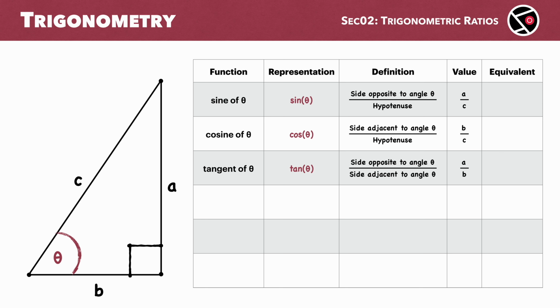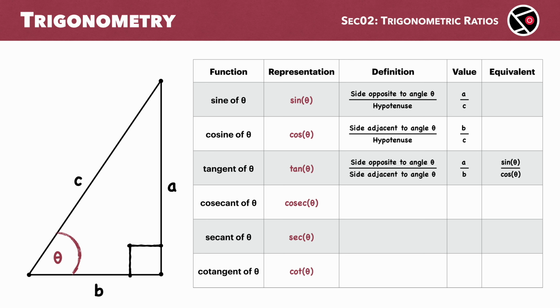You can also express tan theta in terms of sine and cosine. It's simply the ratio of sin theta to cosine theta. Don't worry, I'll cover the proof later in this lesson. Next, let's look at the three remaining functions. Cosecant of theta or cosec theta, secant of theta or sec theta, cotangent of theta or cot theta. These functions are simply the reciprocals of the three basic functions we have already discussed.